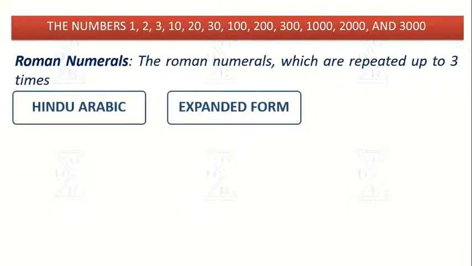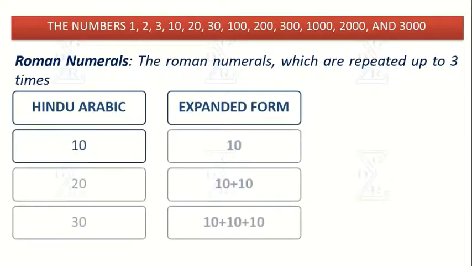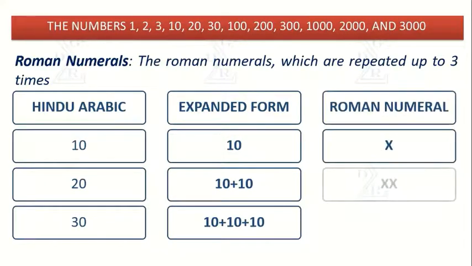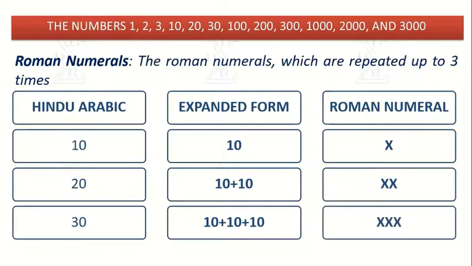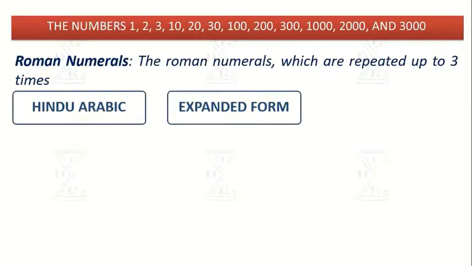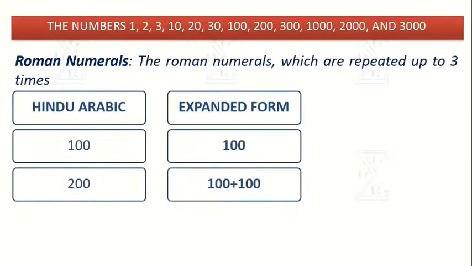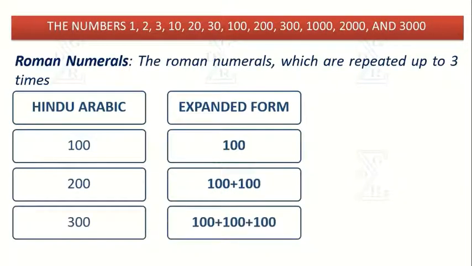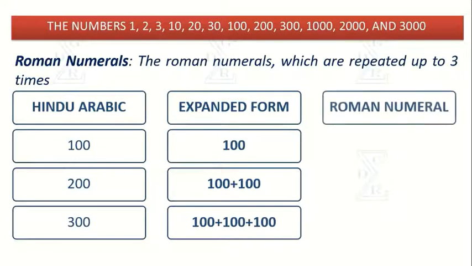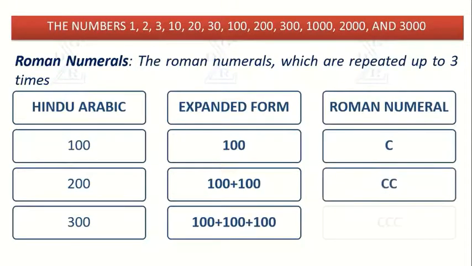Similarly, let us observe the Hindu-Arabic numerals and the expanded form of 10, 20, and 30. As we know 10 is X, so we can write 20 as XX, and 30 as XXX. As same as, let us observe the Hindu-Arabic numerals and the expanded form of 100, 200, and 300. As we know 100 is C, so we can write 200 as CC, and 300 as CCC.